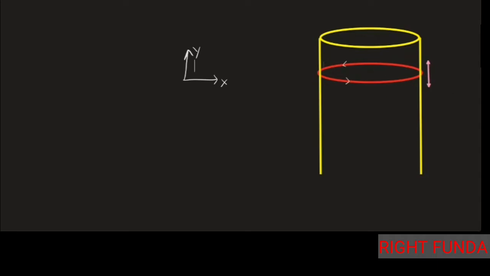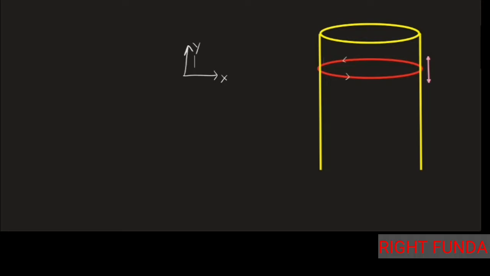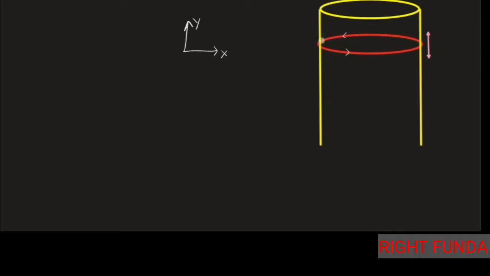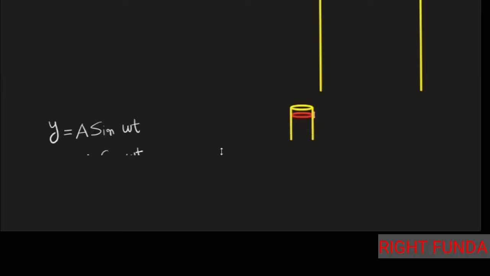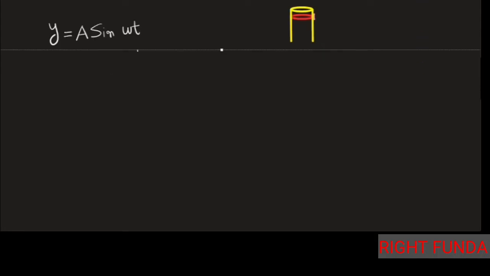Okay. So if this body is executing SHM, then I can write an equation for the position at any time: y is equal to a sin omega t. And if I differentiate this, as all of us know in the case of SHM, I get the velocity in the y direction equal to omega a cos omega t.